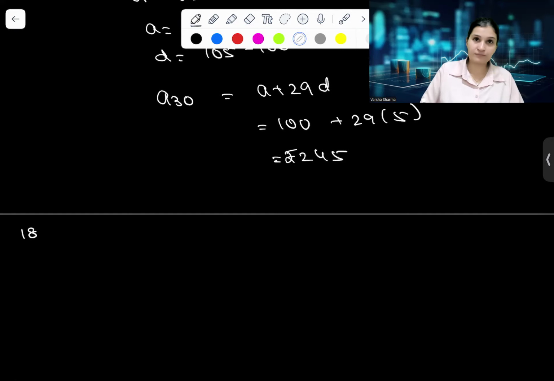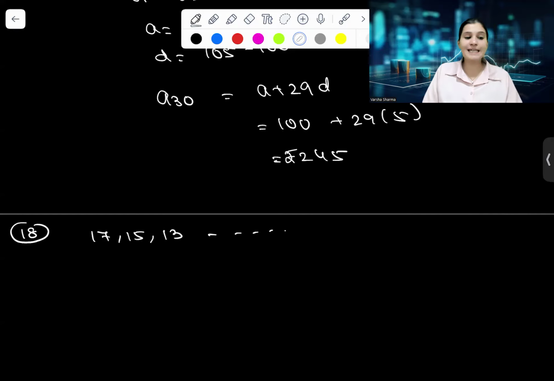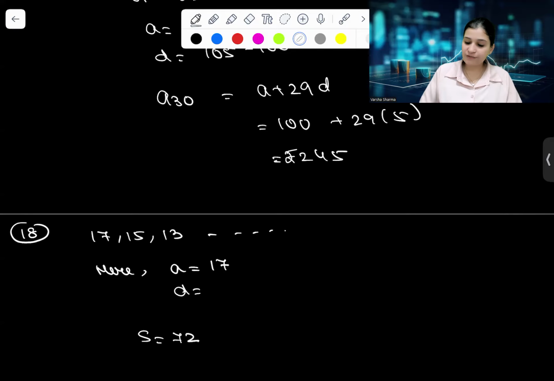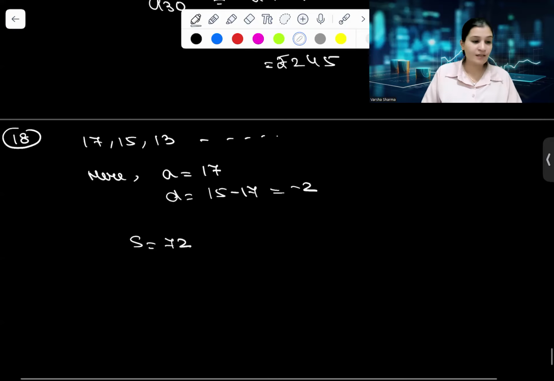Question 18. How many terms of the AP 17, 15, 13 must be taken so that the sum is 72? Here, what is the first term? 17. The common difference, minus 2. Let's use them to find out n.